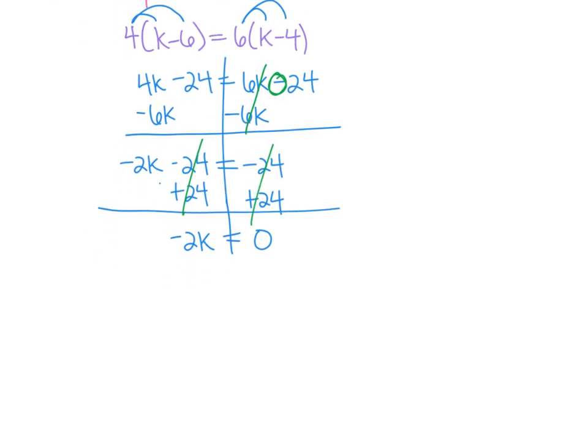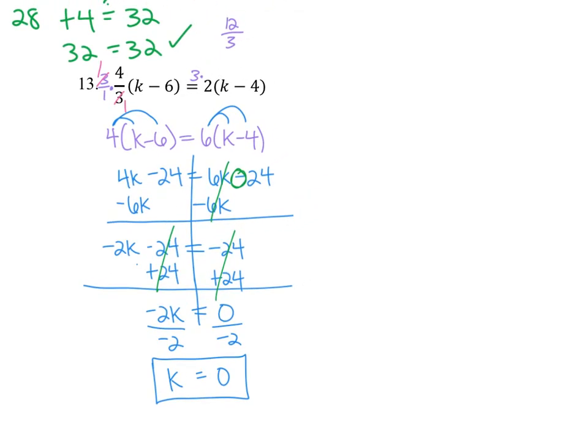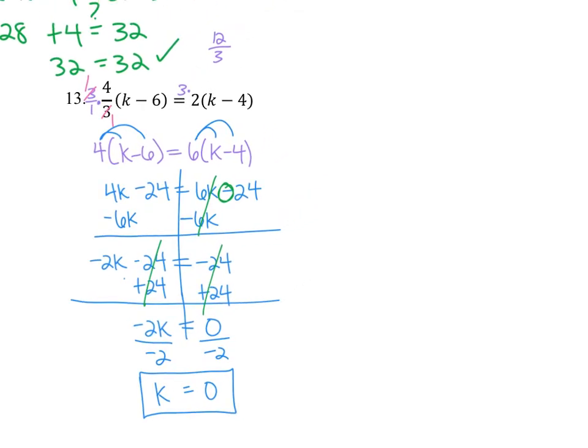Now, we want to get rid of the multiplication. So negative 2 times k, so we want to divide by negative 2 on both sides. And that leaves us with just k is equal to, because negative 2k divided by negative 2 is just k, and 0 divided by negative 2 is just 0. 0 divided by anything is 0. So we can have k equal to 0, or a variable equal to 0. That's a number. And it makes it really easy to check too.